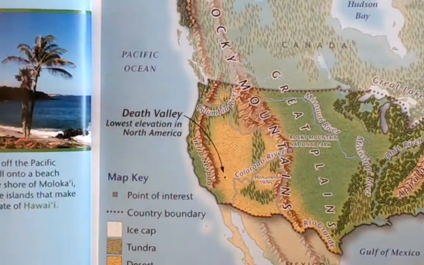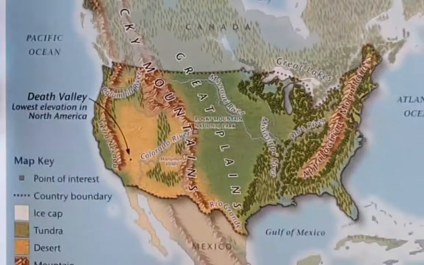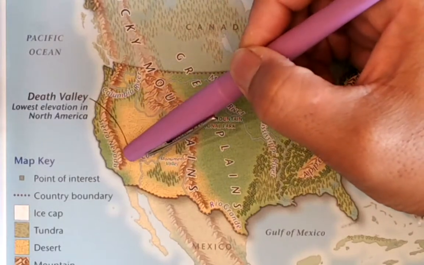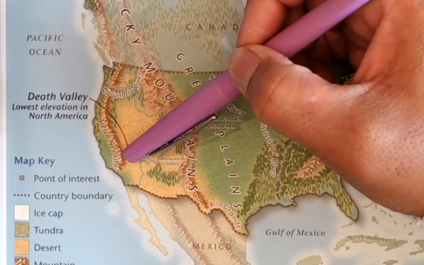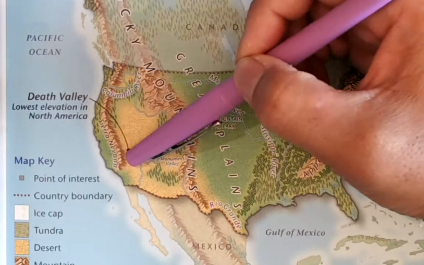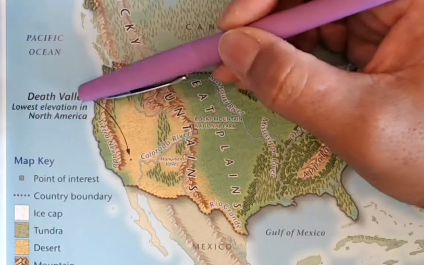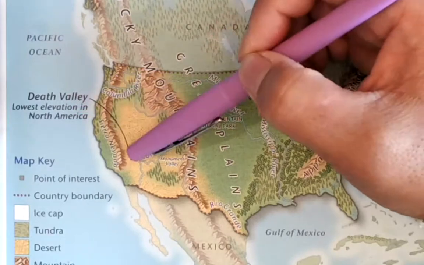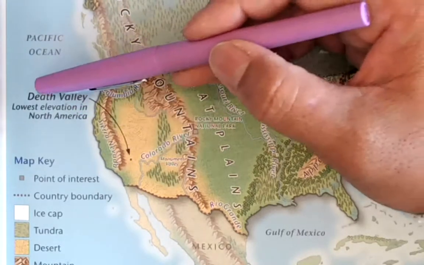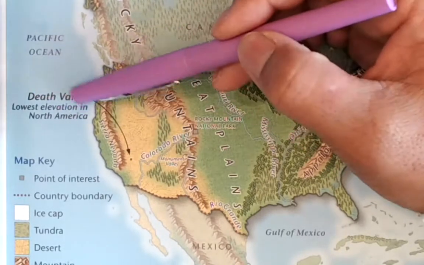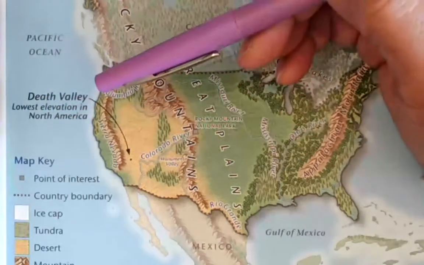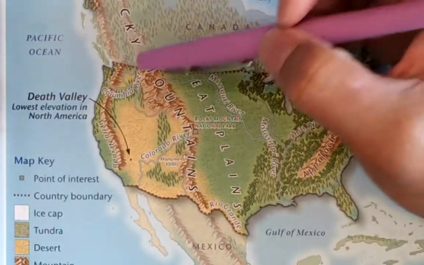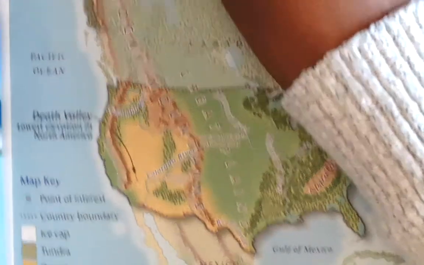Do you see how we have a picture of the map? Do you see how we have an arrow pointing to something on our map? Here is a label. This right here is pointing to something in our picture to tell us what it's all about. Death Valley, lowest elevation in North America. And Death Valley is actually in the state of California, boys and girls. So maybe at some point you might be able to go there.